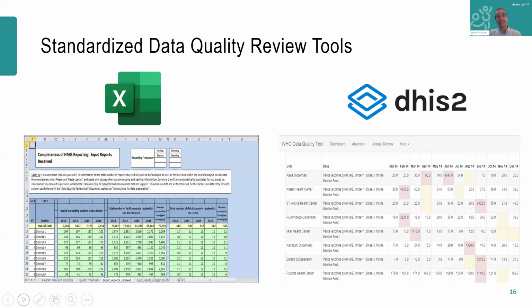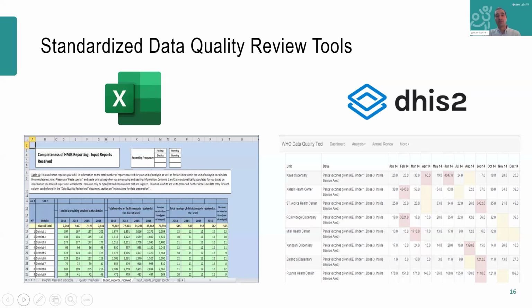In order to facilitate the process of conducting data quality reviews, the WHO toolkit includes standardized tools in Excel and DHIS2. The Excel tool helps to automate the analysis of data quality metrics across the 4 domains of data quality based on inputs that are provided by the user. Because the Excel tool does require manual entry of data by the user, it's recommended that this tool is used for discrete desk reviews rather than routine checks of data quality.